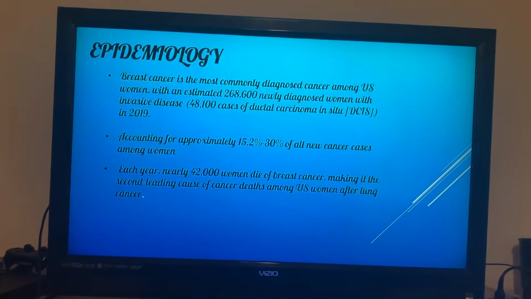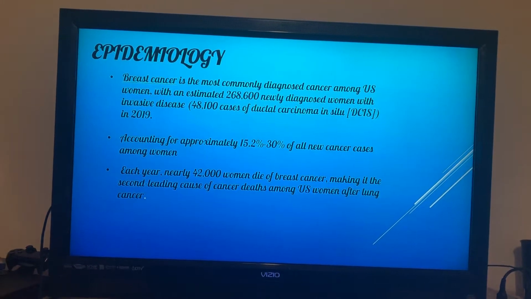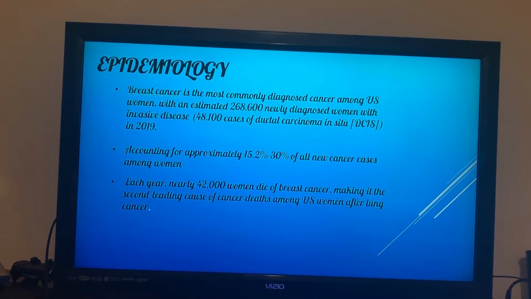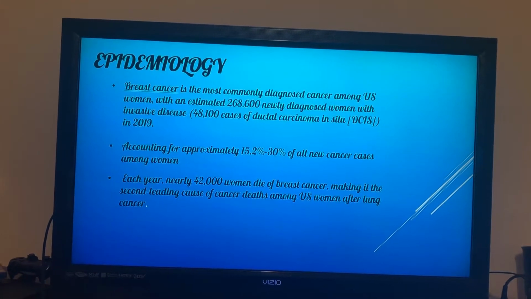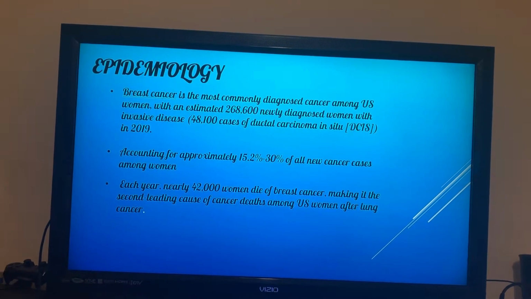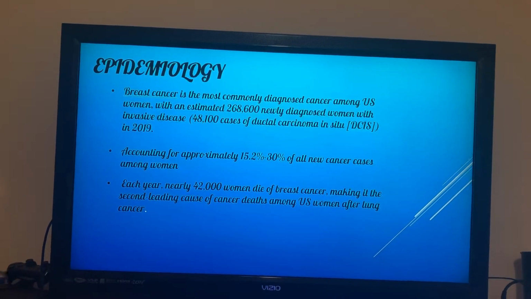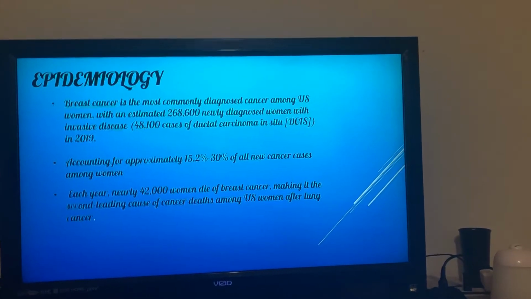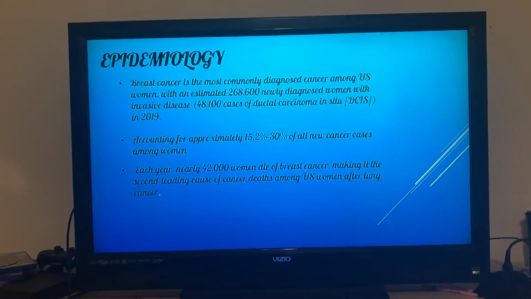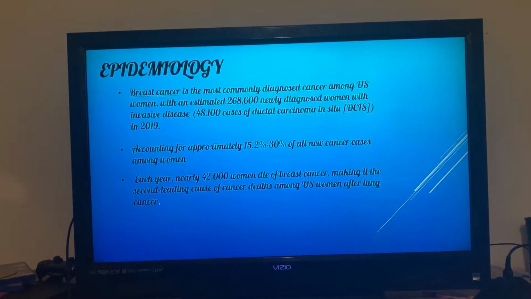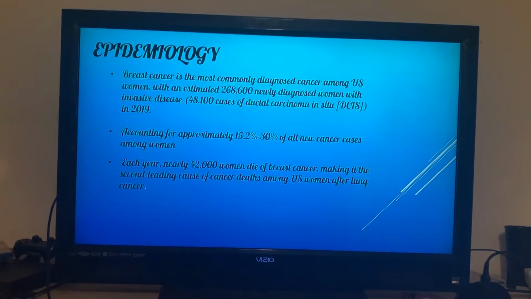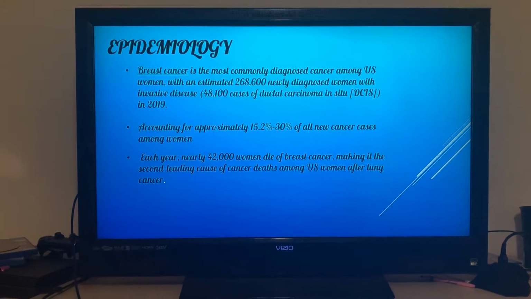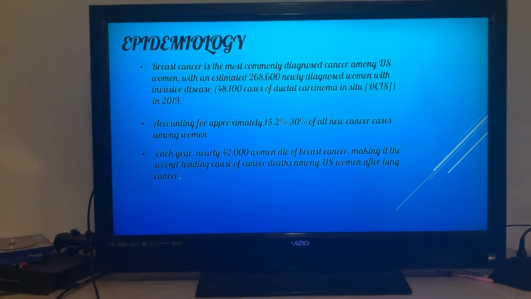Epidemiology. Breast cancer is the most commonly diagnosed cancer among U.S. women, with an estimated 268,600 newly diagnosed women with invasive disease, 48,100 cases of ductal carcinoma in situ in 2019, accounting for approximately 15.2% through 30% of all new cancer cases among women. Each year, nearly 42,000 women die of breast cancer, making it the second leading cause of cancer deaths among U.S. women after lung cancer.